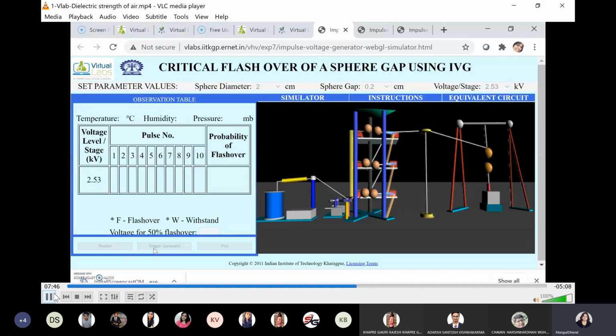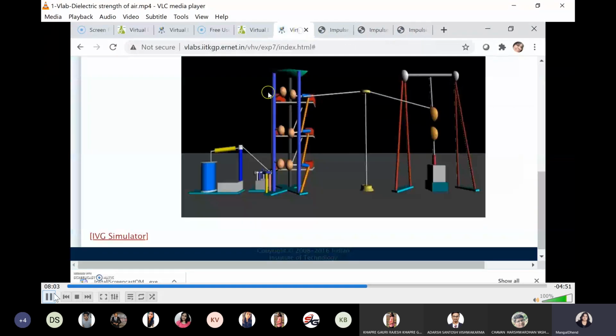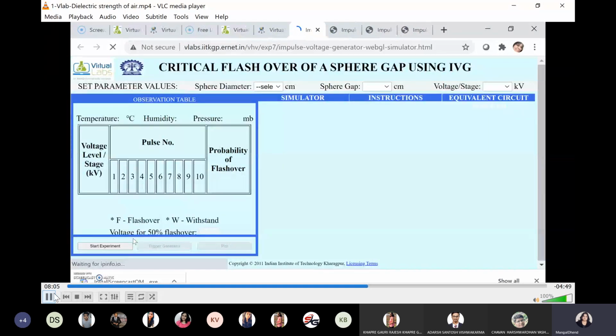Just trigger the generator. Now observe here where the spark will occur. No, the spark was not there. The voltage is also full, so no breakdown has occurred. Again, you have to do the same. Just refresh this simulator. You click.